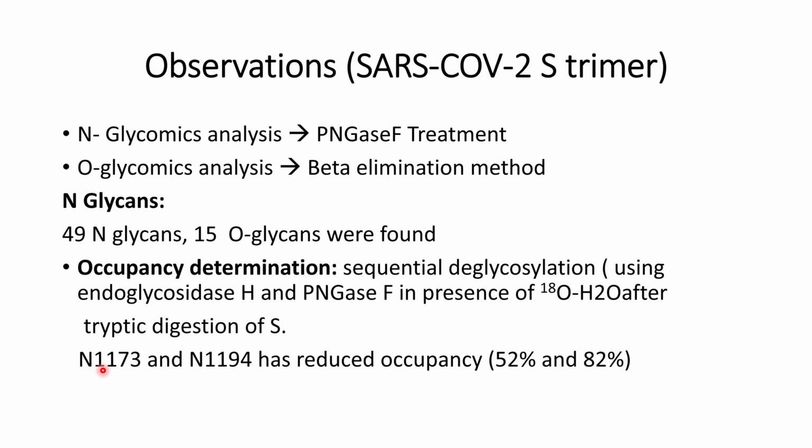So what they found out is that asparagine at 1173 and asparagine at 1193 have low occupancy compared to the other N-glycan sites. The other N-glycan sites have an efficiency greater than around 95%, whereas these two have an efficiency of 52% and 82% respectively.